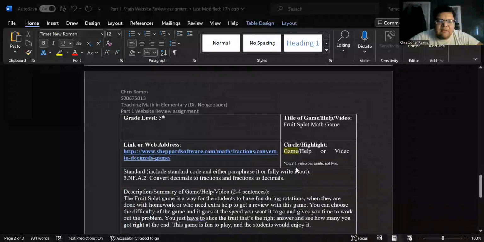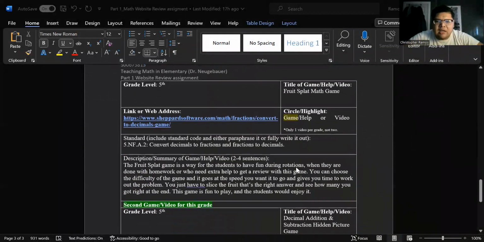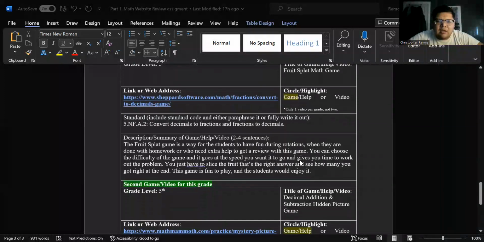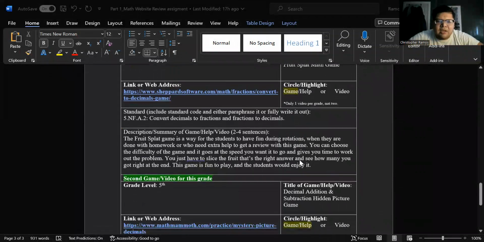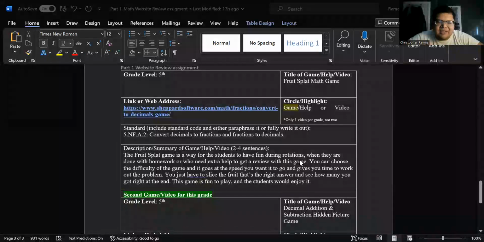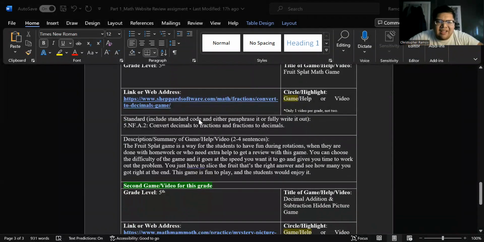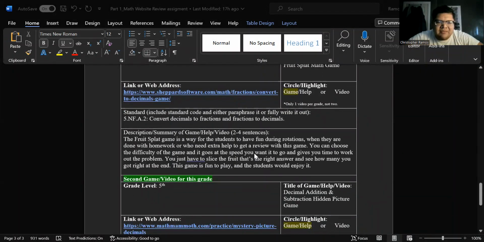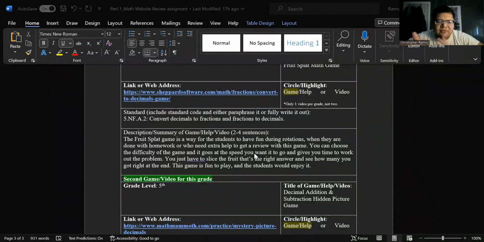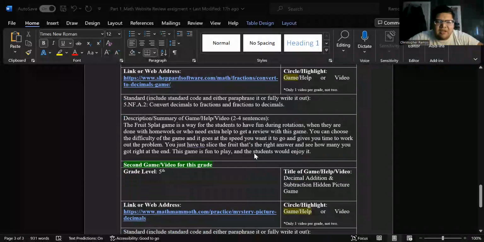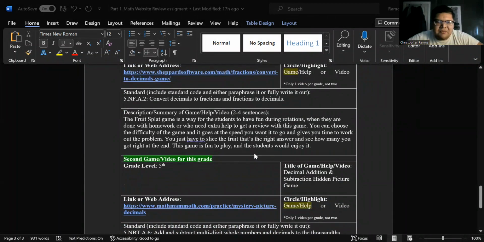The next grade is fifth grade, and for this I did a game called Fruit Splat Math Game, and it's like Fruit Ninja. I don't know if Fruit Ninja was a classic game back then, but it's kind of like it. The standard for this is convert decimals to fractions and fractions to decimals. It throws a problem up on the screen, and then you just have to chop the fruit that you think is the right answer. It's a fun game to play, and it would be fun for the students as well.